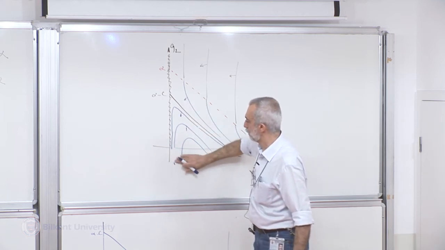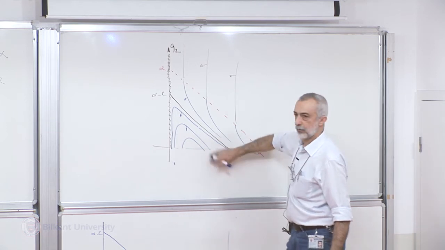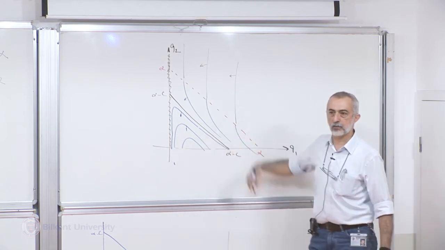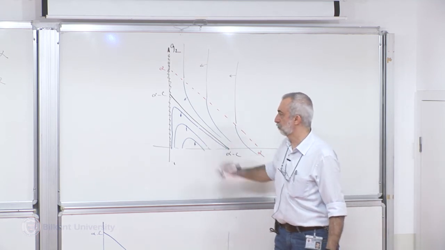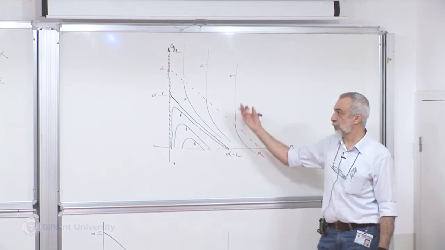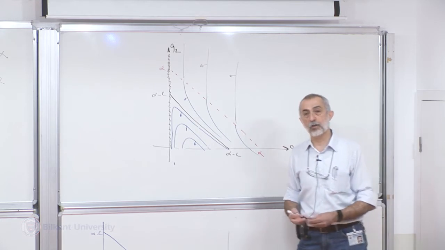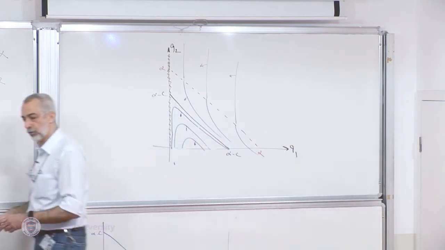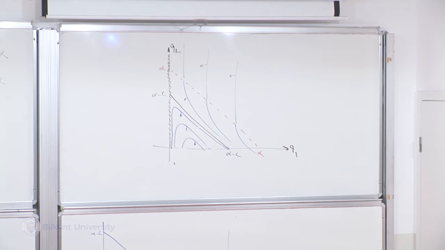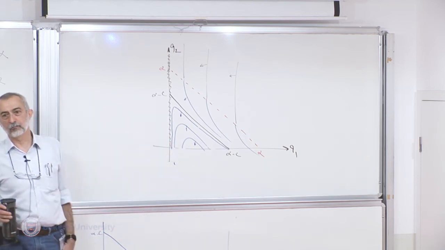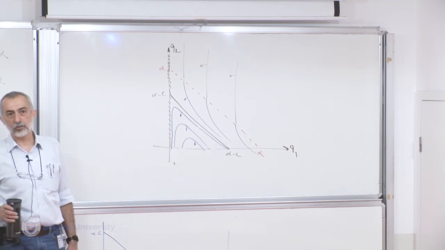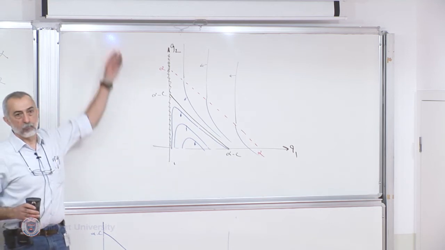Of course, I delete this part because the players can only play positive strategies. They can only produce positive quantities. So far, so good. So that's what the ISO curves look like. ISO profit curves or indifference curves look like. Not the kind of stuff that we're used to in microeconomic theory 1, but this is game theory. Okay? Any questions? Very simple.